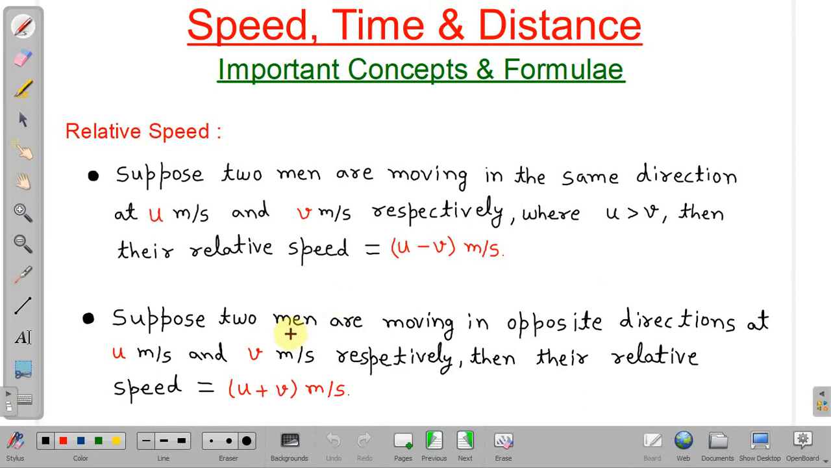Similarly, when the two persons moving with speed u and v meter per second respectively are moving in opposite directions, in this case direction is opposite. So relative speed will be u plus v. That is, one person is moving in this direction, other person is moving in this direction. So in this case speed will be added. So relative speed will be u plus v meter per second.